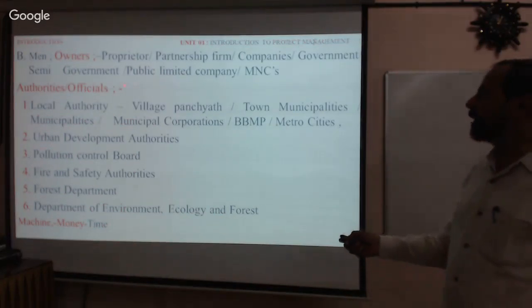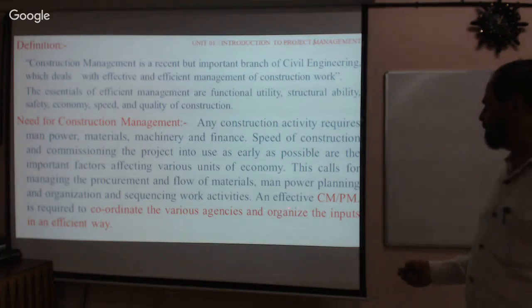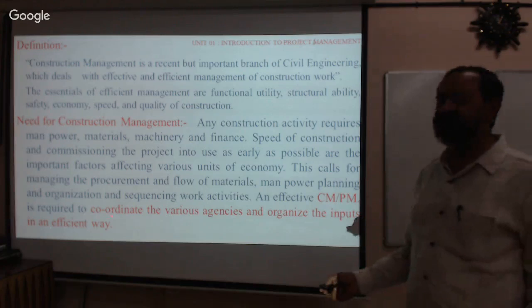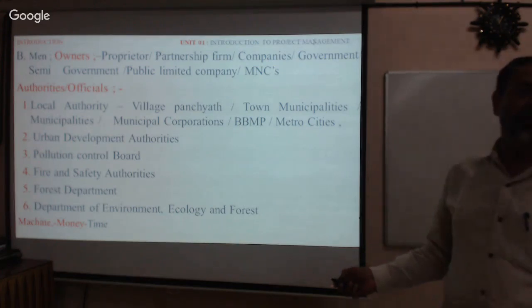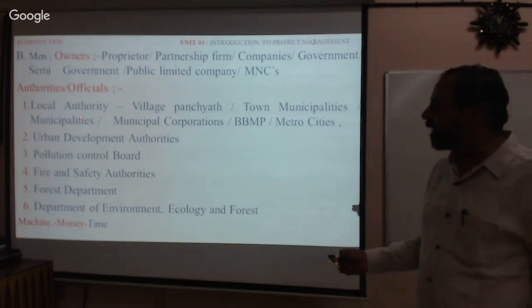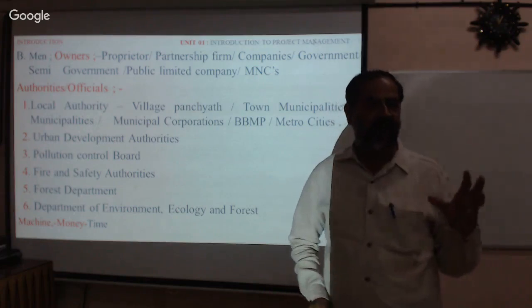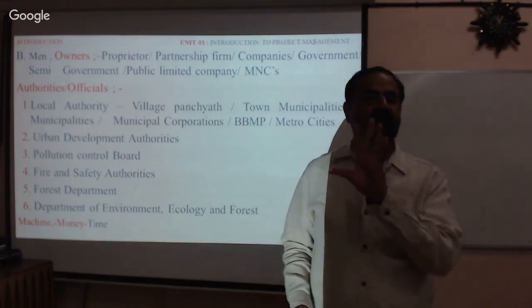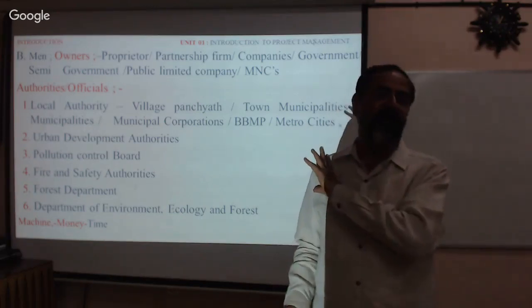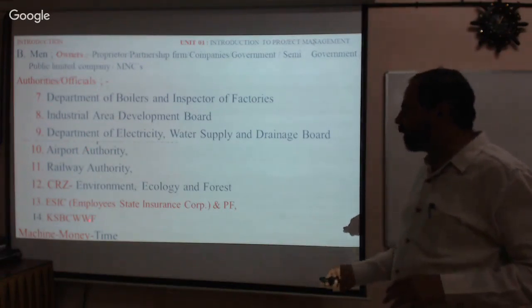And you know, these are the various authorities we will come across. We have to coordinate various agencies and organize the inputs in an efficient way. Now these are the various organizations we need to contact. For each activity, for each authority, we can explain this; that is 1 hour, 1 hour, 1 hour each. There are so many standards set by each authority. But remember this: for every project, you need not go to all those authorities. Still, these are the authorities we need to go to.